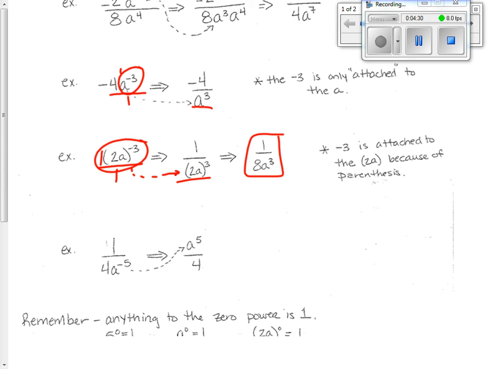And then the final example, a to the fifth is the negative exponent, needs to move to the numerator. The 4 is not attached to that negative 5, so it needs to stay in the denominator. And the 1 that was on top technically is still there. It's just in front of the a to the fifth.